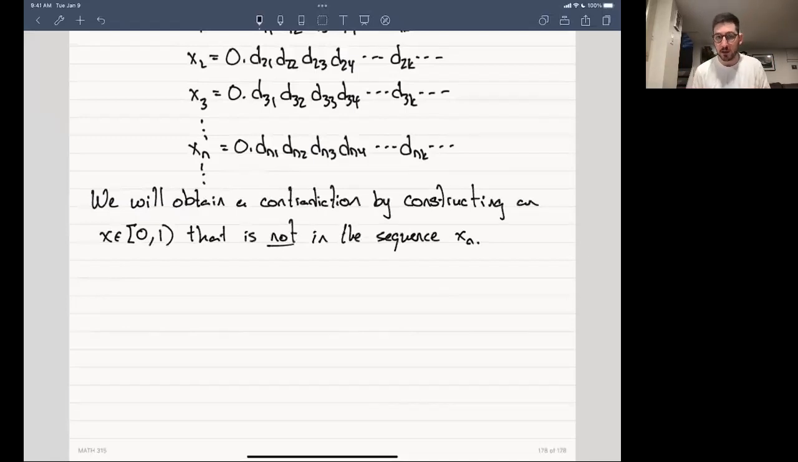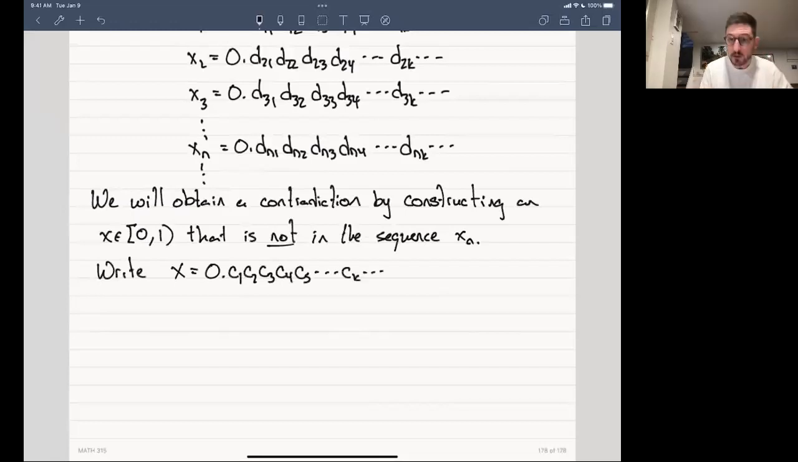There's no way that we could do this. So here's what we'll do. Let's say x is equal to 0 point, and let's make our lives easy. We're going to call the digits C1, C2, C3, C4, C5. I wrote down its decimal expansion, and then we will define the following.